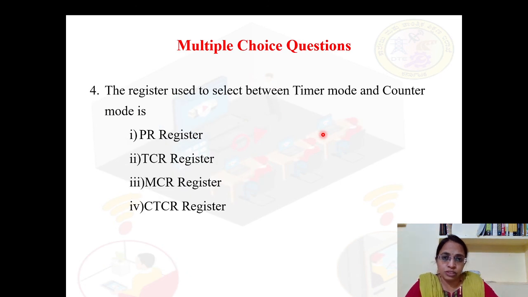The next question is, the register used to select between timer mode and counter mode is. The options are PR register, timer control register, match control register and count control register. So what is the answer? Yes, the answer is count control register.